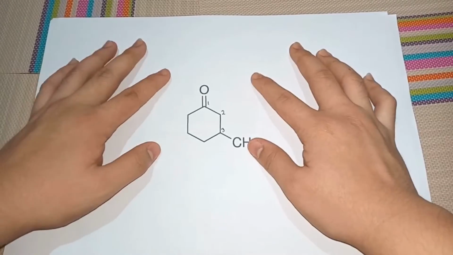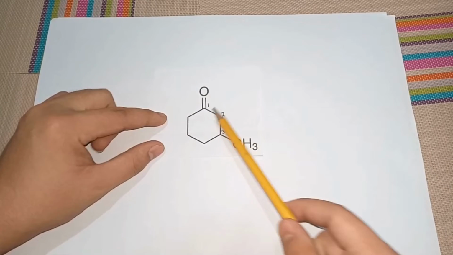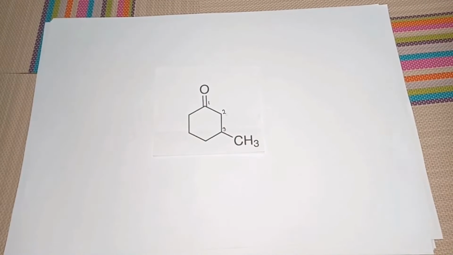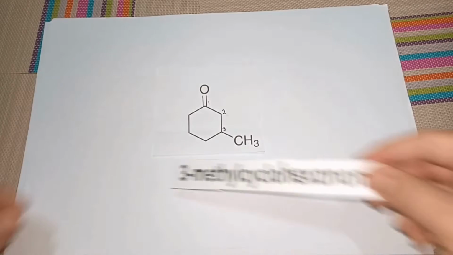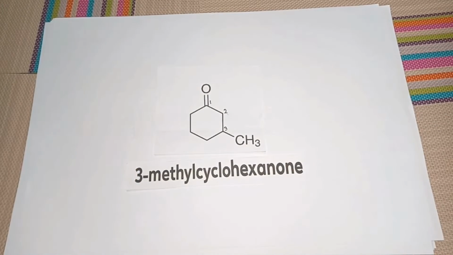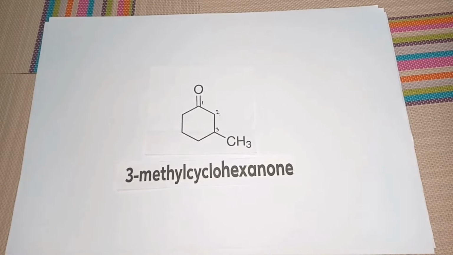Third example, what if we have a cyclic chain? Here is our cyclic chain. Always remember that we need to start counting at the location of our ketone. So we have 3-methylcyclohexanone. We don't really need to write the location of our ketone because it is already known that it is at carbon 1.